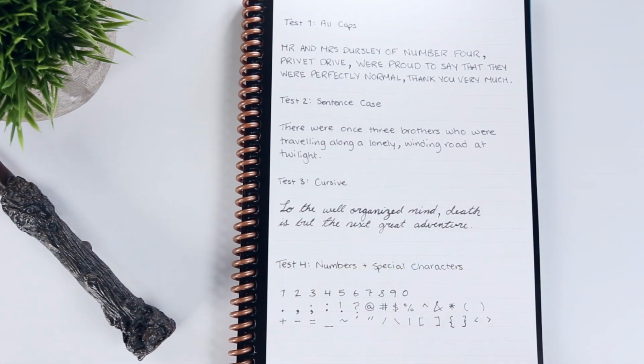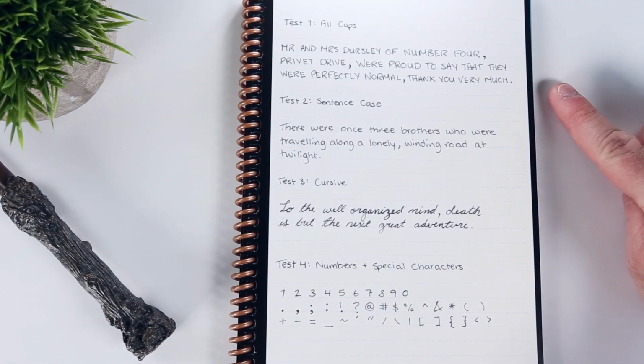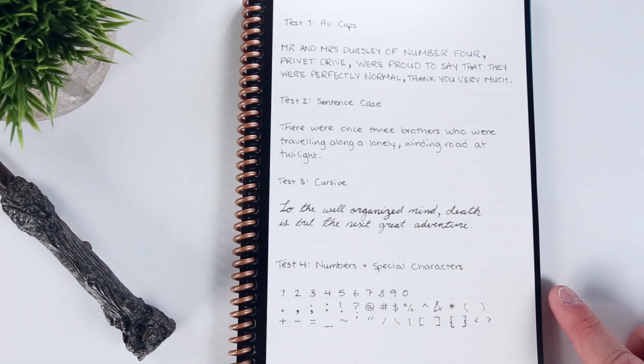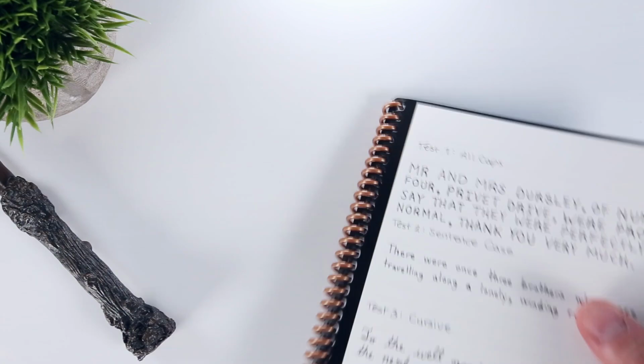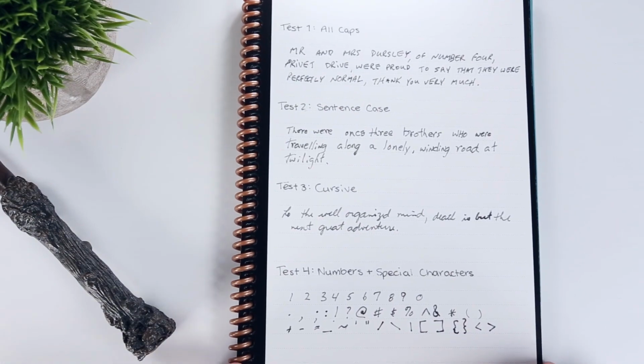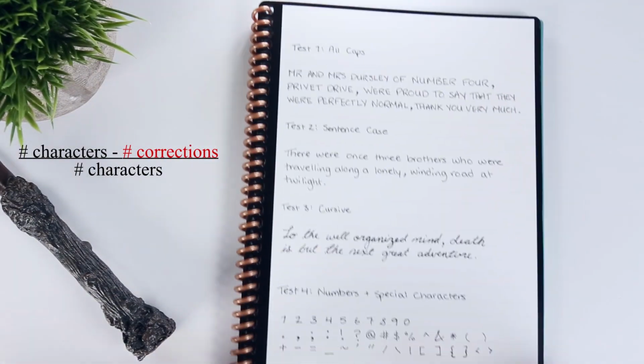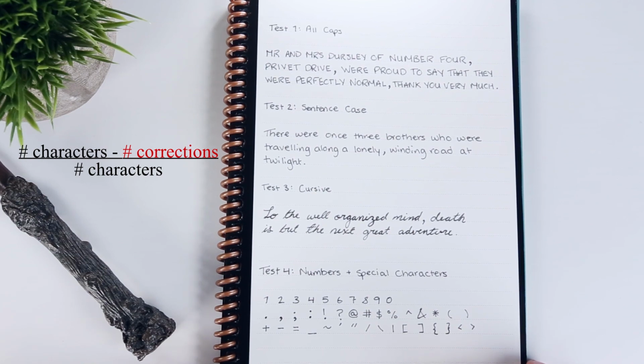To test the accuracy of Rocketbook's OCR transcripts, I wrote out 4 samples to test all caps, sentence case, cursive writing, as well as numbers and special characters. Then I had 3 family members write out the same samples in order to see how the neatness of our handwriting may influence the results. To quantify the accuracy of the transcripts, I used an equation from an OCR testing publication, which calculates the percentage of characters that you don't have to correct after scanning.